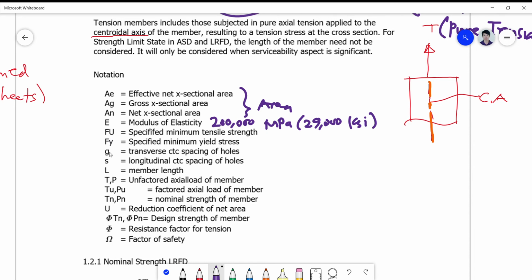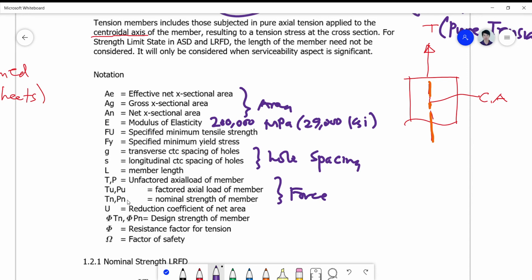And Fu and Fy are the steel material properties. G and S are hole spacings for bolted connections. L is the member length, of course. T's and P's are forces. So we refer here to the force variables, in which U becomes your factored combination. When you say Tu and Pu, these are factored load combinations. So whatever we discussed in our first lecture will actually be applied to this, while n means the nominal strength.